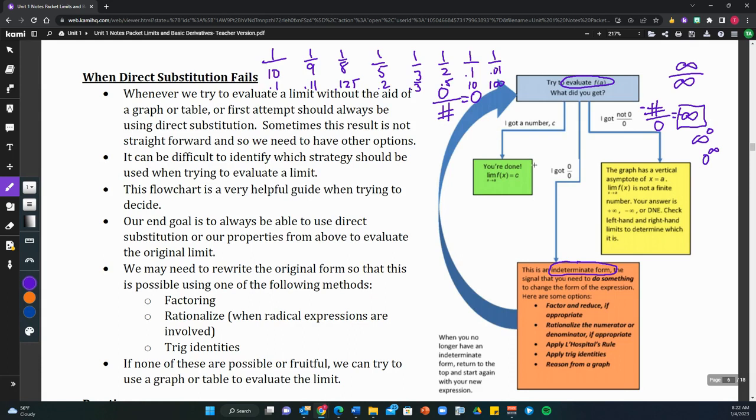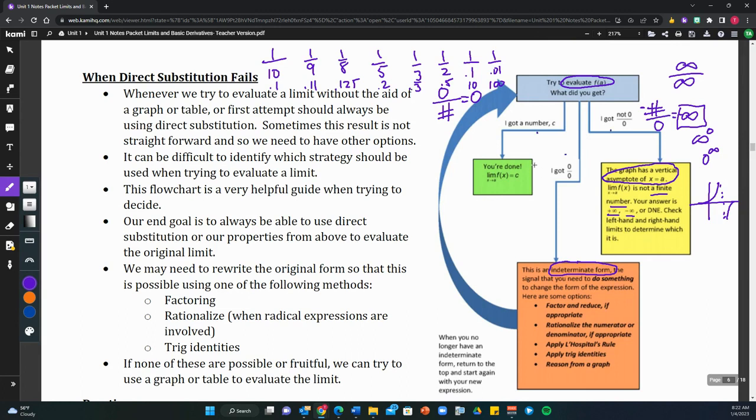This happens when the graph has a vertical asymptote at a particular value of x. If you remember from Algebra 2 or pre-calc, that's one of these. The limit as x approaches a of f of x is not a finite number. So technically it does not exist, but if we can gather more information and determine what kind of infinity we're approaching, then that's really important to us. That gives us a clue as to what the graph is going to look like, so that would be information we would want to provide.